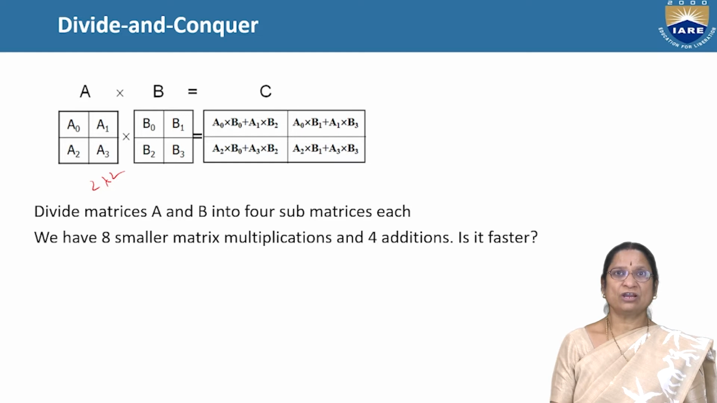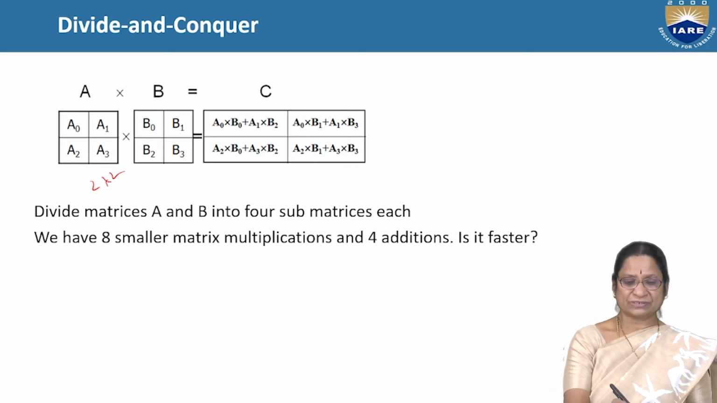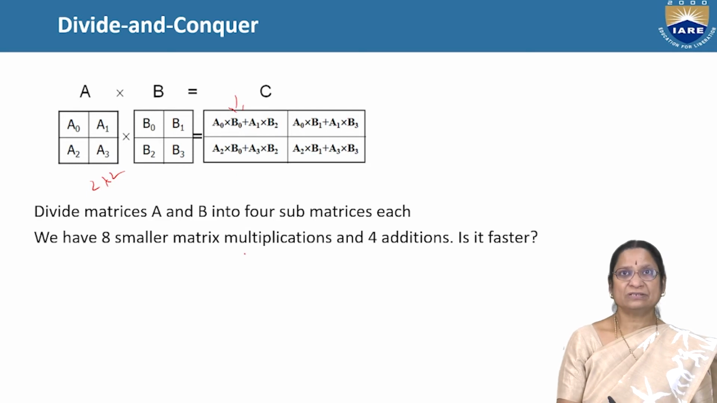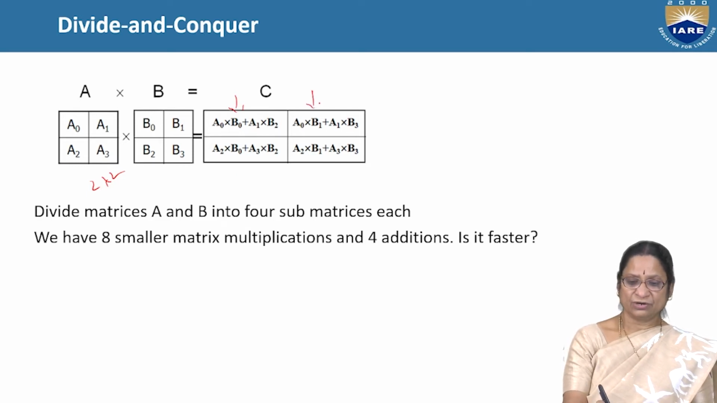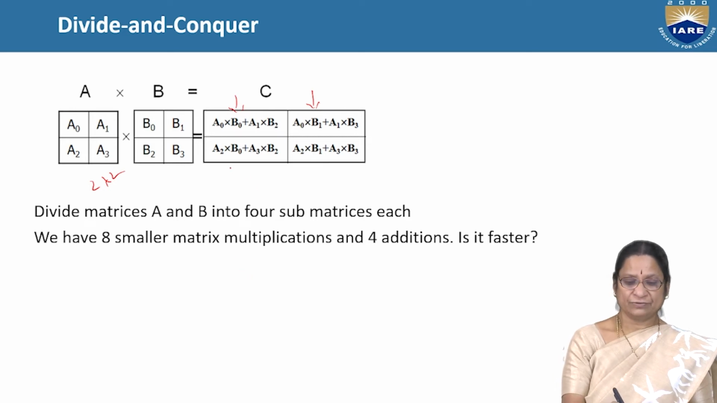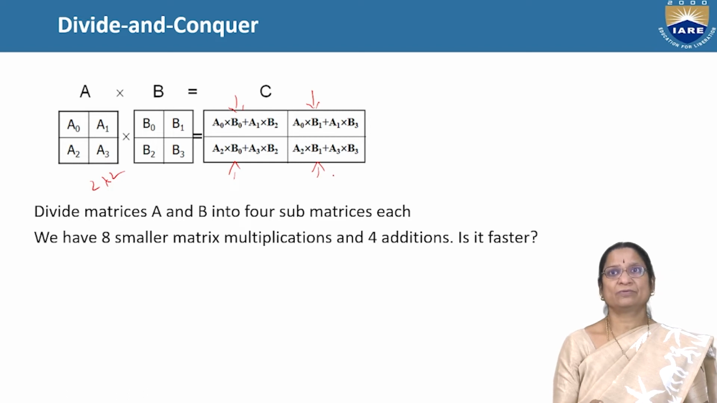First row, first column. So, that's why A0 multiplied by B0, A1 multiplied by B2. First row, first column, that is the 1, 1 element. First row, second column gives the 1, 2 element. Second row, first column gives the 2, 1 element. And second row, second column, the 2, 2 element.